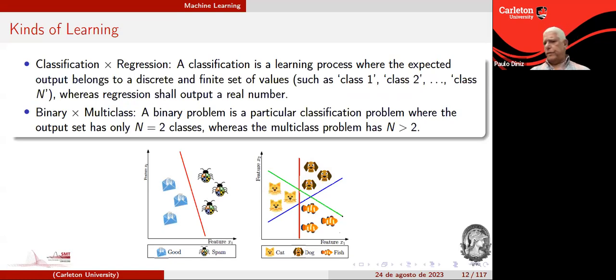And then there are different kinds of learning. The classical way to distinguish the types of learning that we do is classification, for instance, and regression. Regression, for instance, is when you're trying to track a model or to track the path of an airplane, whatever. This is a tracking problem, okay?